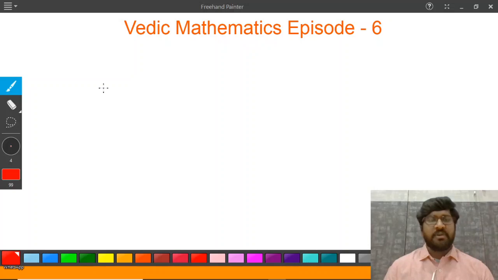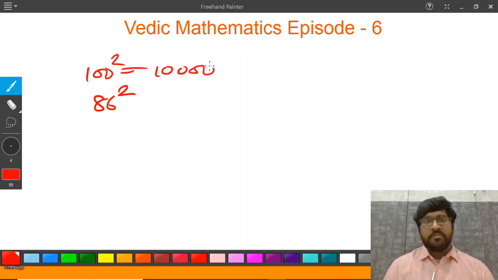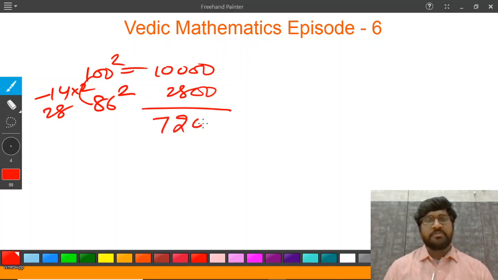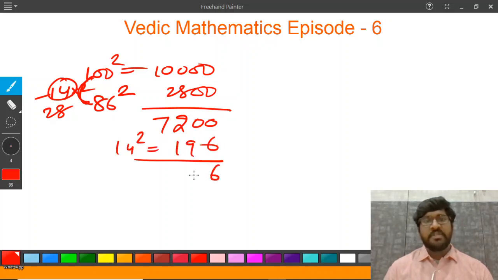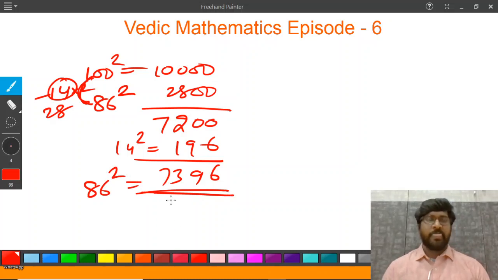Let us take one more example. I am interested in finding 86 square. Now 100 square is 10,000. The difference between 86 and 100 is 14. Since the difference is 14, into 2, 28. So 2,800 I should subtract. So leftover 7,200. Since the difference is 14, I should add 14 square, 196, to this. So it is 7,396. Therefore 86 square is 7,396.